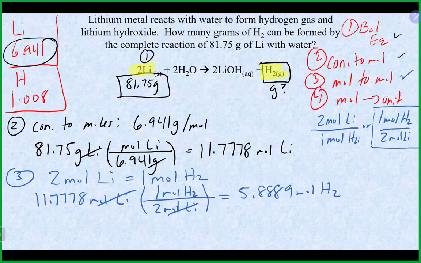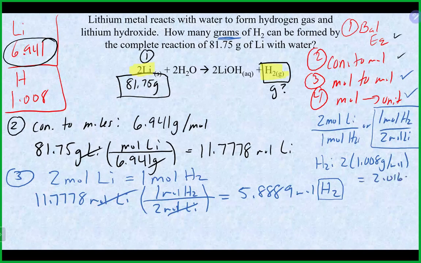In this particular case, we're actually looking for grams, so we do need to do step number 4. We do need to remember, though, that we are now at H2, so we need the molar mass for H2 so that we can use that as a conversion factor. That would be 2 times 1.008 grams per mole, which gives us 2.016 grams per mole as our molar mass.